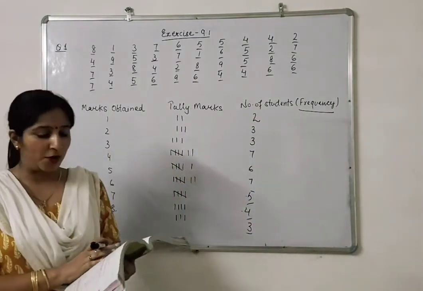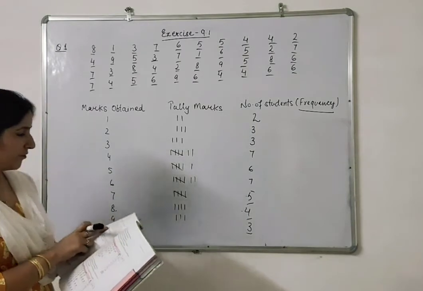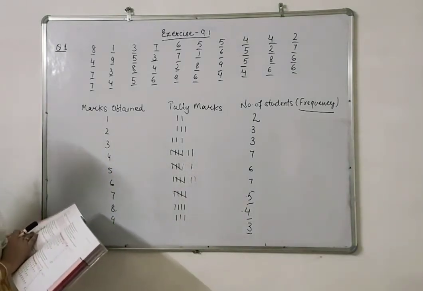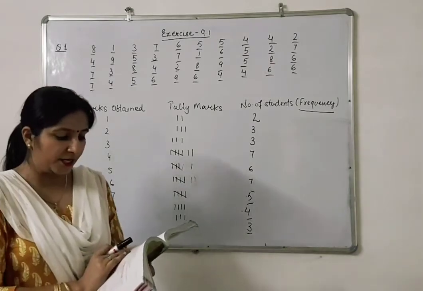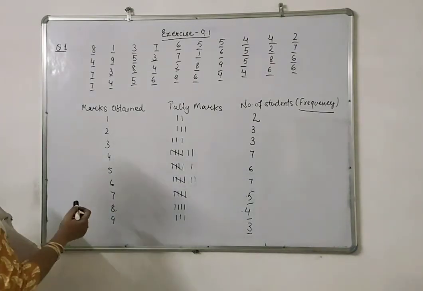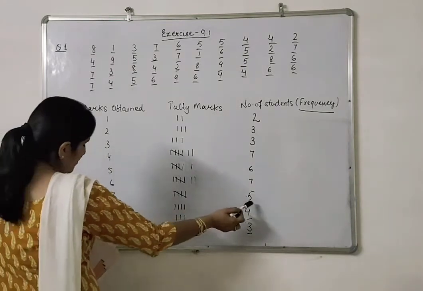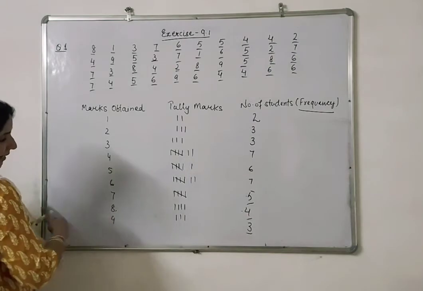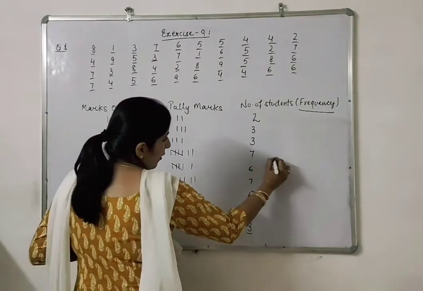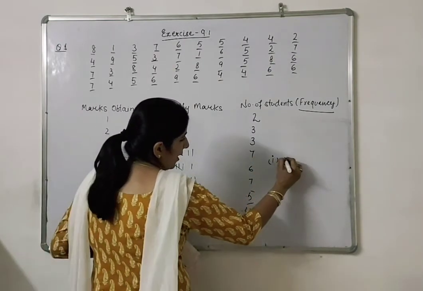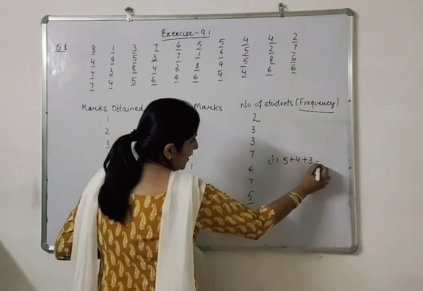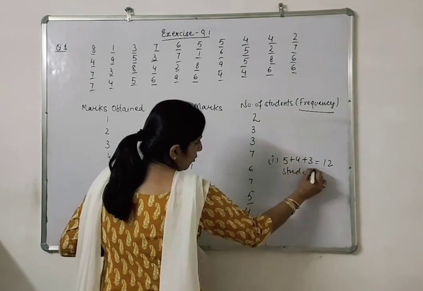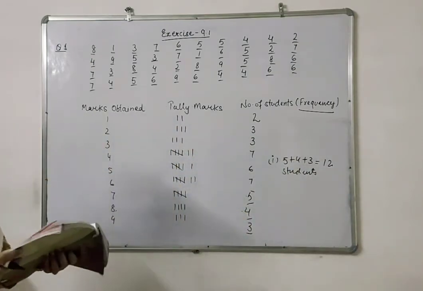Now it is time to answer the questions which are asked after making the table. First is, find how many students obtain marks equal to or more than 7. So equal to 7 there are 5 students, and more than 7 there are 4 and 3 also, who got 8 and 9 marks. So I am writing the answer here. 5 plus 4 plus 3, we can say 9 and 3, 12. So 12 students got equal to or more than 7 marks.